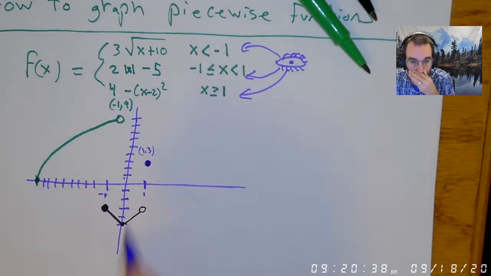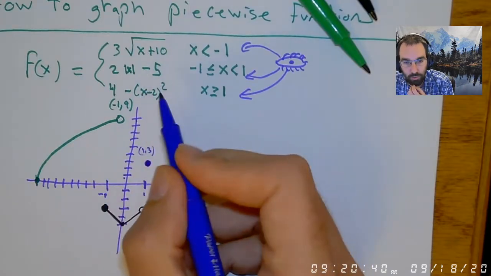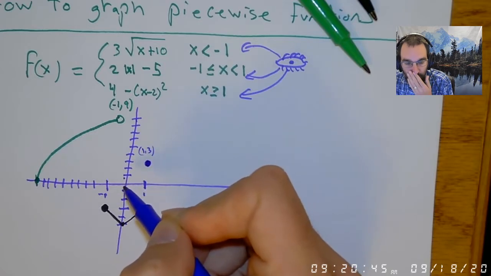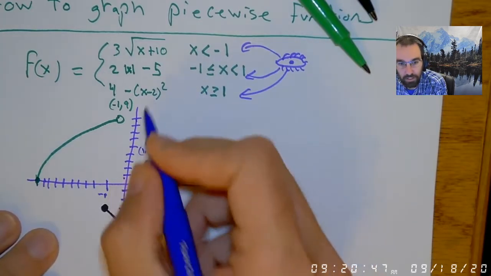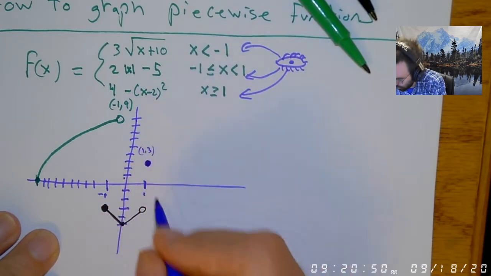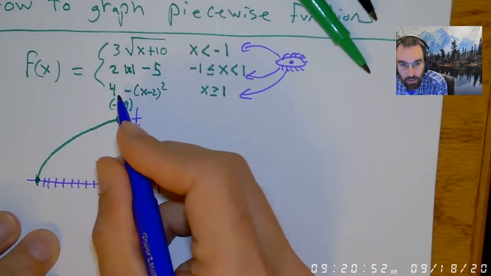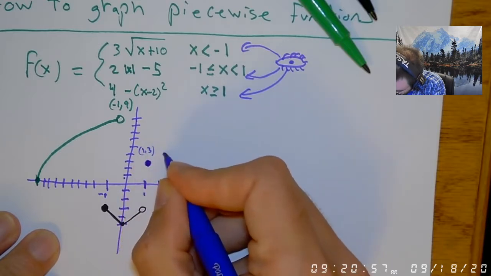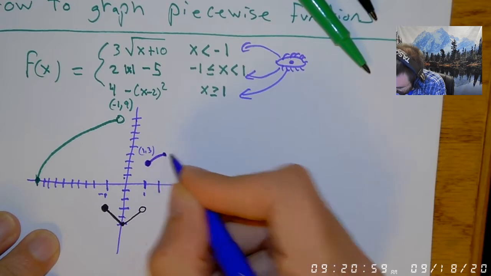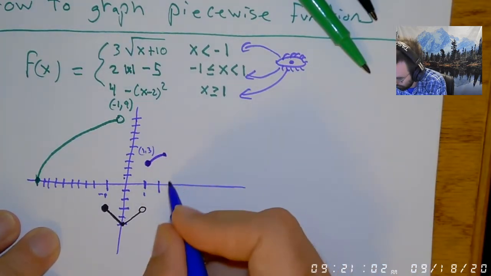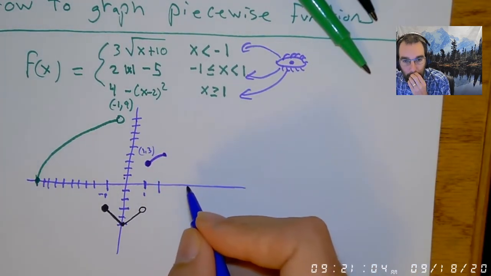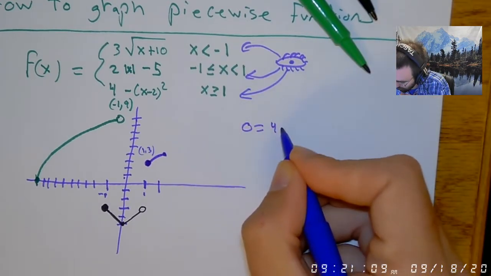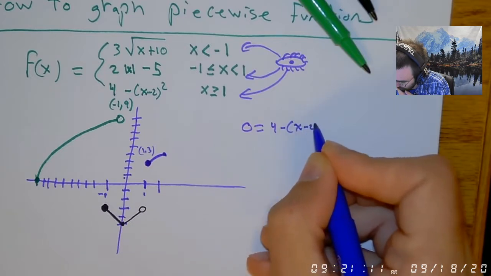All right, so next I want to find my vertex, right? So this isn't my vertex, right? My vertex is usually at 0, 0, so it's moved. So to find my vertex, I'm going to say, hey, I'm going to go right 2, and I'm going to go up 4. Okay, so I know it goes like that. And then if I had time, I would find the 0, right? So that's when the y is 0, so I'd go 0 equals 4 minus x minus 2 squared.